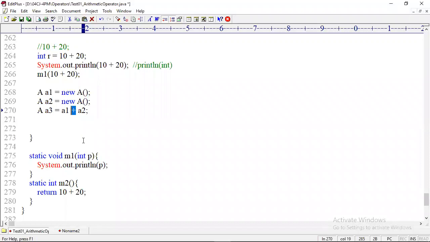What is the meaning of that statement? Add A1 value and A2 value, and generate a new value stored in A3. A1 value 10, A2 value 20. 10 plus 20 is 30. Store 30 in the A3 variable.